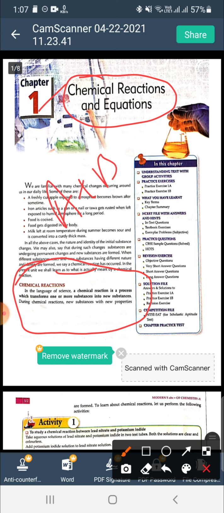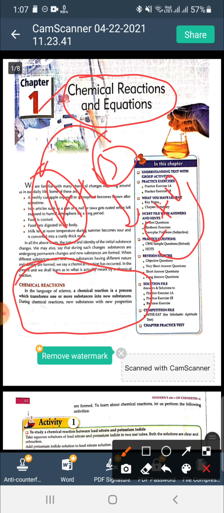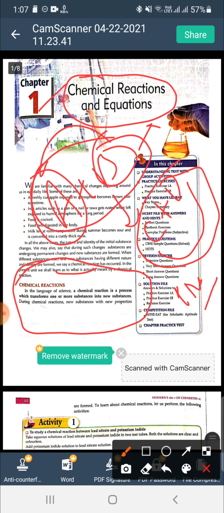Let us suppose an example. A plus B gives you C plus D. So here A and B, which react with each other, are known as reactants, and C and D, which are formed, are known as products. These are the reactants and these are the products, and the properties of the products are entirely different from the properties of the reactants.